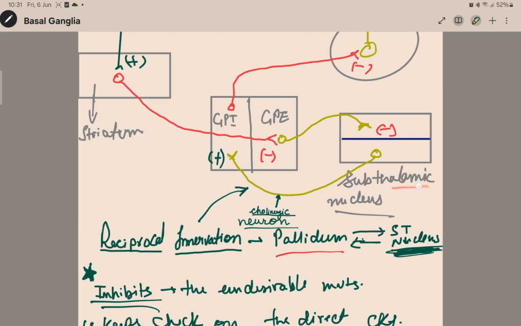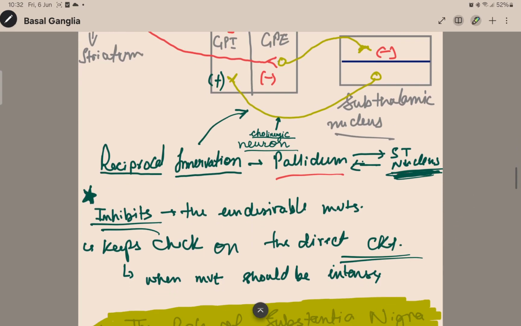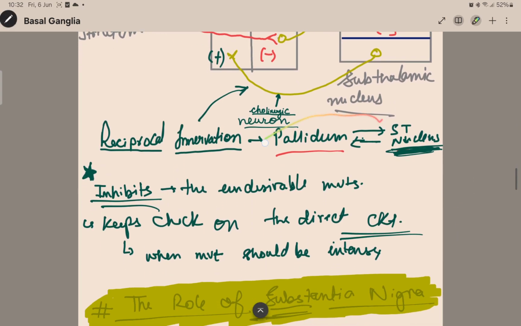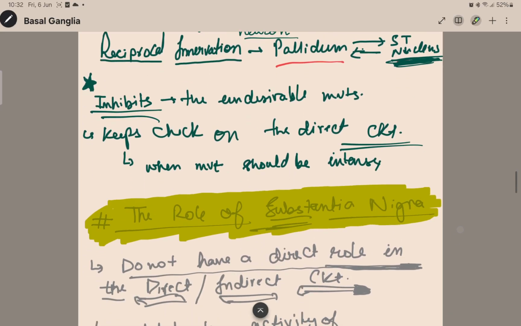So there is a term called reciprocal inhibition. This is an example of reciprocal connection. First GP to subthalamic nucleus, then subthalamic nucleus to pallidum back. Pallidum to the subthalamic nucleus, to and fro supply. The function here is to inhibit the undesirable movements, and it keeps a check on the direct circuit so that movement should not be intense.